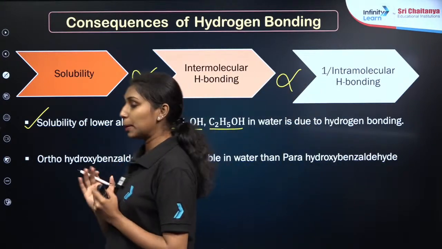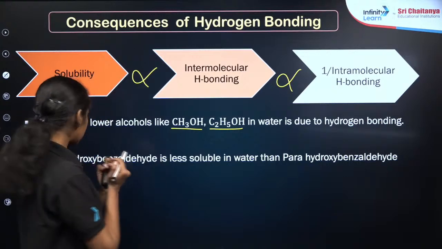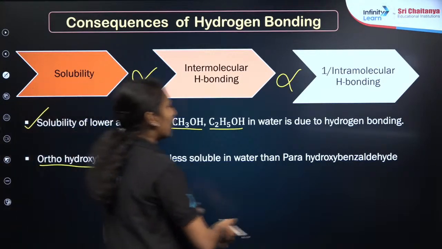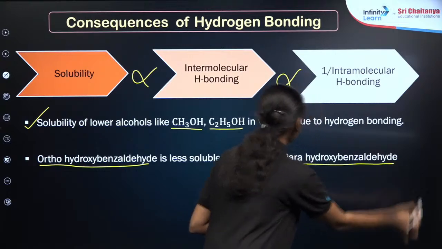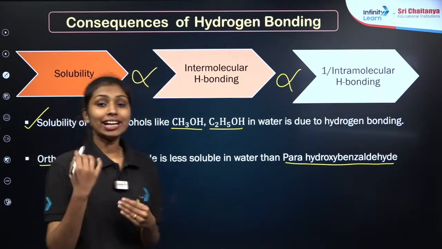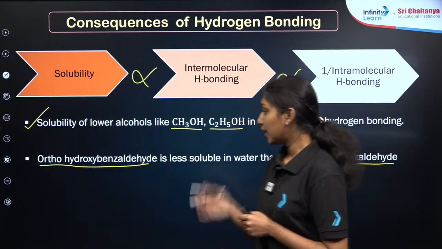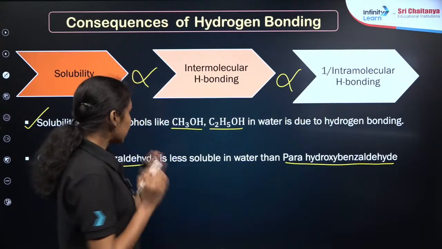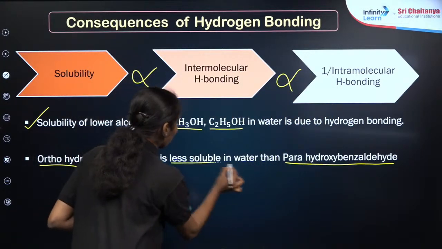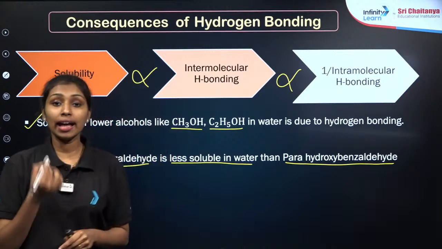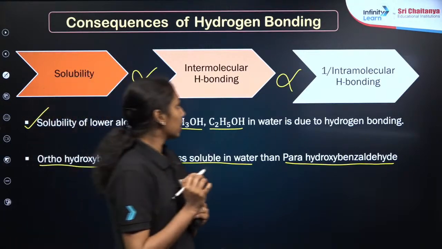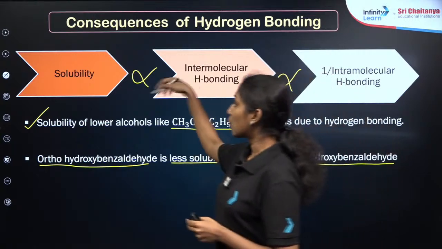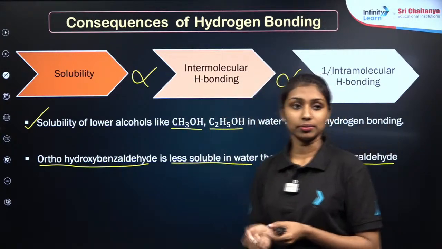Here is the next example. If I am taking orthohydroxybenzaldehyde and para-hydroxybenzaldehyde in water, right? What will happen to the solubility? Orthohydroxybenzaldehyde in water is shown to be less soluble as compared to para-hydroxybenzaldehyde. Can anyone please give me the answer? What will be the reason behind that according to hydrogen bonding?